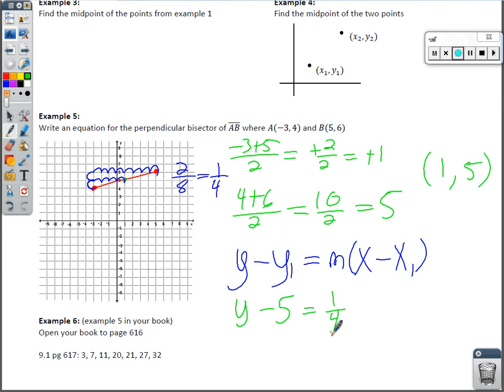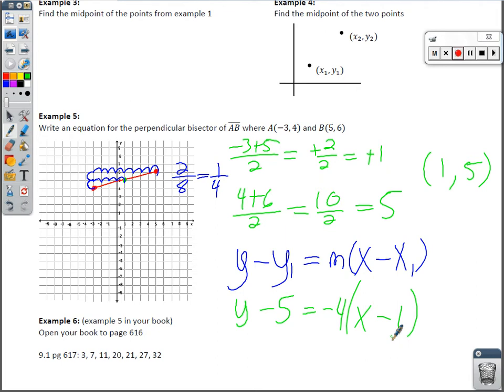We need a perpendicular opposite reciprocal. So if we're going to do a perpendicular, we need the opposite reciprocal. So we need to do -4 for that. And then we get x minus the x coordinate, which is 1. So that is the equation of the line. And we can leave it like that. You could convert it to slope-intercept form if you wanted to by distributing the -4 and then adding 5. That would be fine.